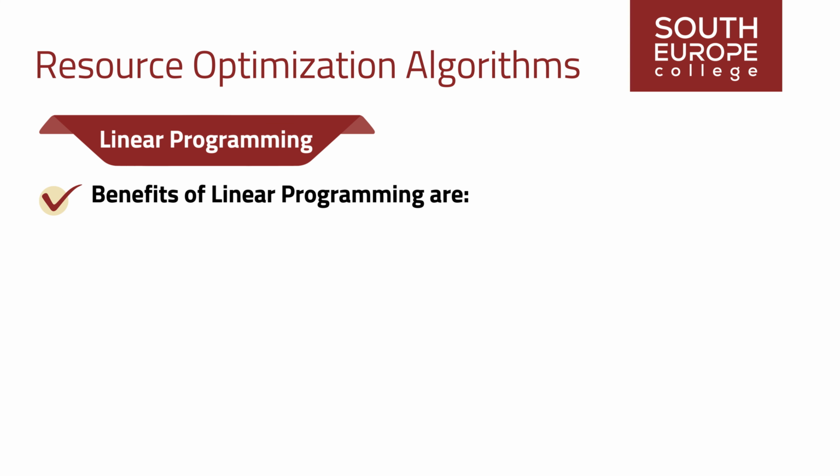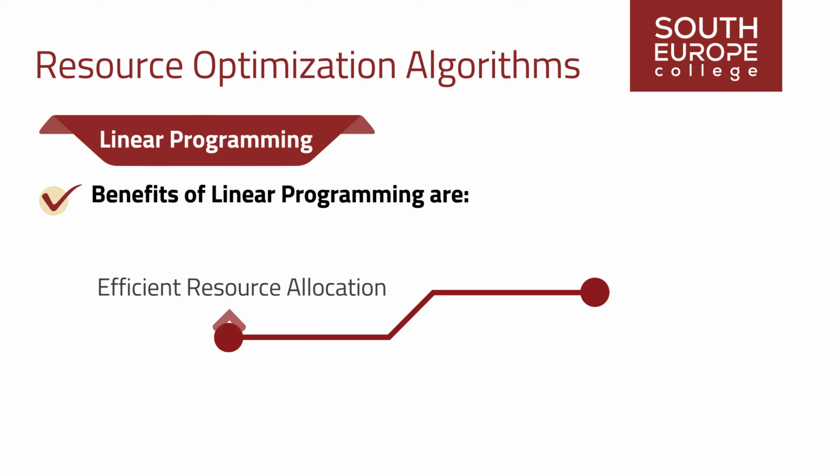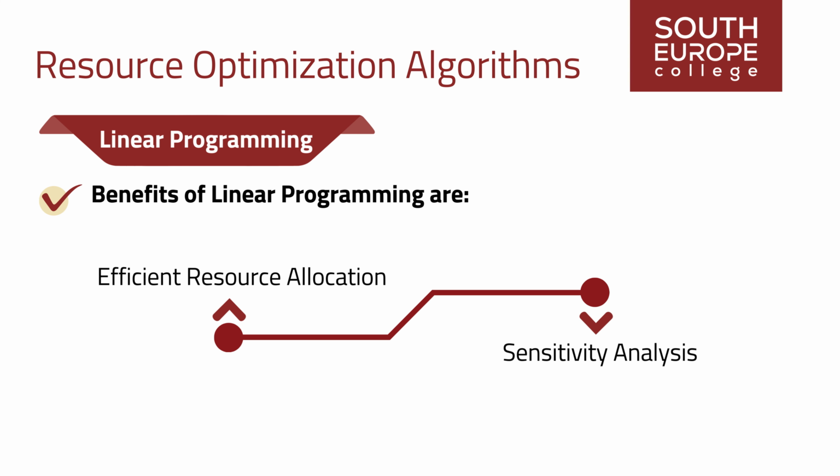Benefits of linear programming are: efficient resource allocation. By formulating resource allocation as a linear optimization problem, linear programming enables project managers to allocate resources efficiently, minimizing waste and maximizing productivity. Sensitivity analysis.